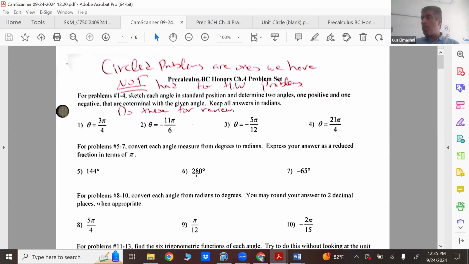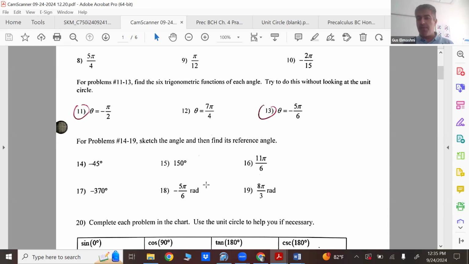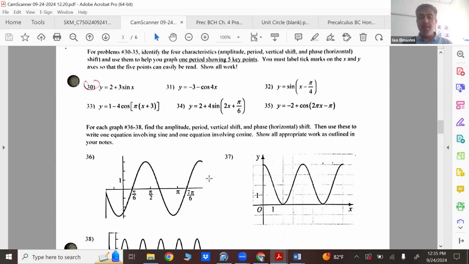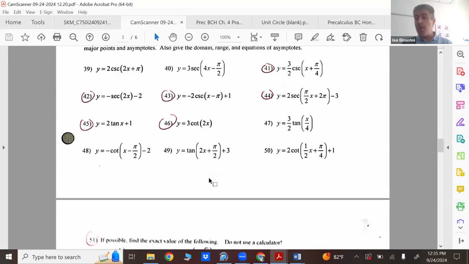But this homework problem set, we haven't done all the problems in here, right? We've done the majority, but not all of them. So I posted this to Schoology. Circled problems are ones we have not done for homework. Do those for review. So we didn't do 11 or 13. We didn't do 21. We didn't do 27 or 28. If you want more problems with graphing, we haven't done 30 yet. We haven't done those problems that are circled, right?